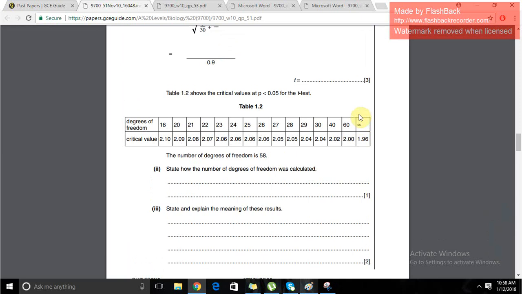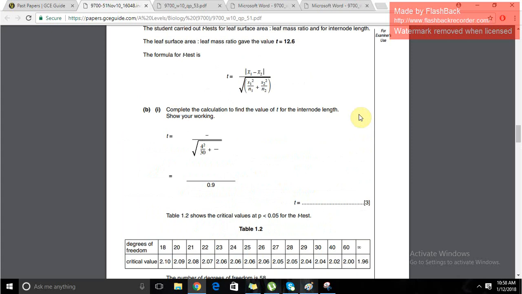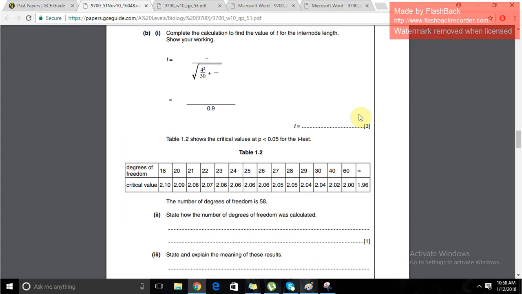And this table 1.2, what is it showing? It is showing the critical value at p less than 0.05 for the t-test. So if p is less than 0.05, what does that mean? It means that it is significant. If p is less than 0.05, the probability of the results being due to chance is getting less and less, and therefore more and more significant.